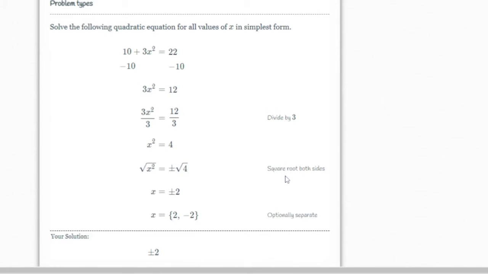There we have it. So they subtracted by 10 first, then they had 3x squared equals 12. You divide by 3 to get x squared equals 4. Now when they take the square root on both sides, you'll notice that you have a plus or minus there. Always put the plus or minus when you're taking the square root of something, when you're solving equations. So x is equal to positive and negative 2, which you could also write as 2 comma negative 2.